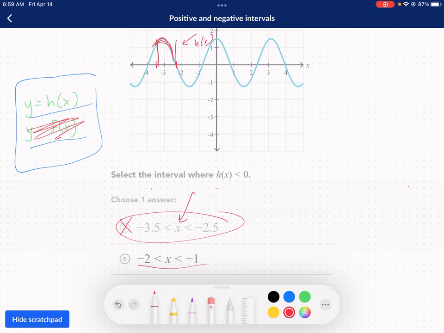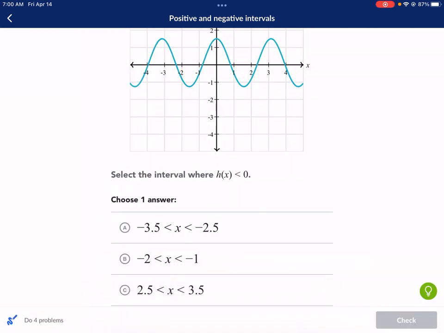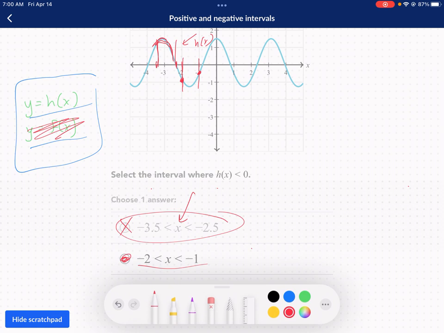Between negative 2 and negative 1. Here's negative 2, and here's negative 1. What I do is draw down or up until I get to the graph. And I see that the graph is, in fact, below the x-axis at that point. So I know it's going to be B, but let's check C just to double check. So 2.5, 3.5.